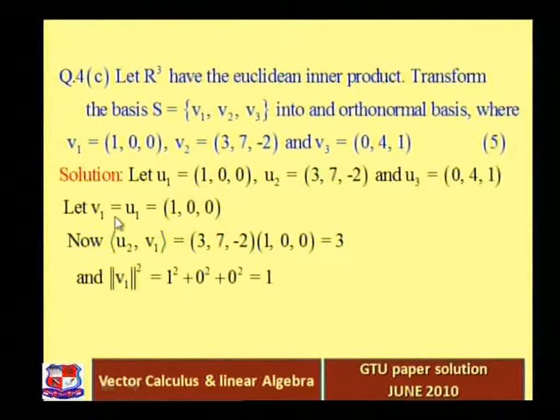Okay, so v1 is equal to u1, that is 1, 0, 0. Inner product of u2 and v1, that is 3, 7, minus 2 dot 1, 0, 0, that is equal to 3. Then find norm v1 squared, that is equal to 1 squared plus 0 squared plus 0 squared, that is equal to 1. Now use this method.